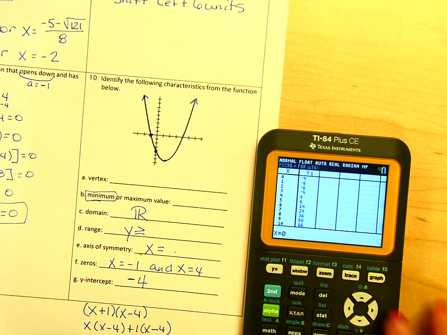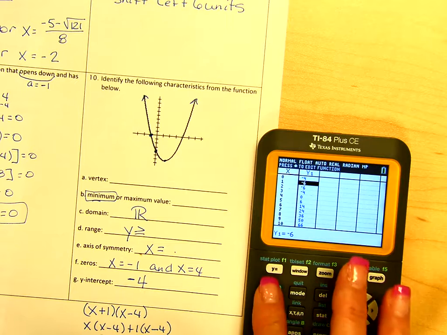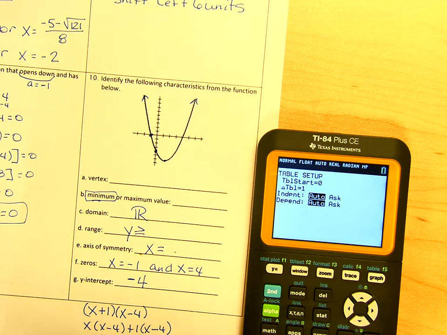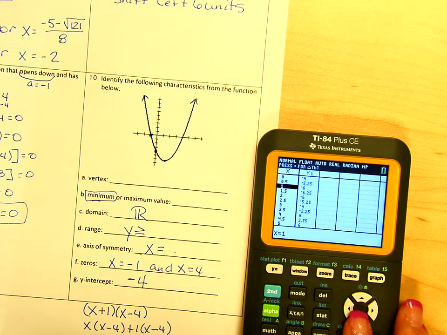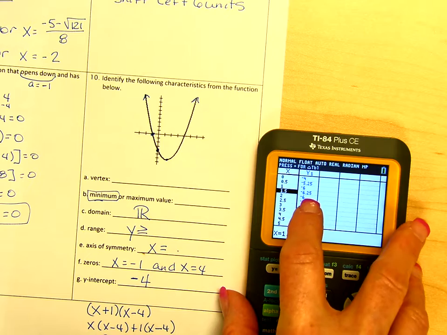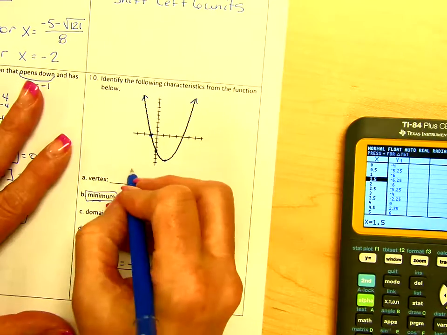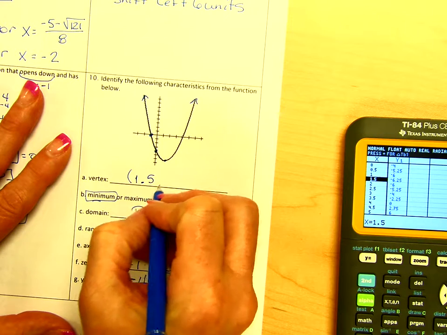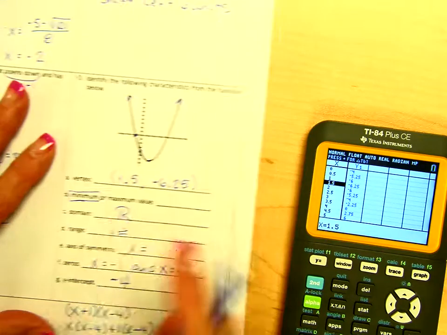So I'm going to look at the table of values, and look what's happening right here between 1 and 2. See how these are exactly the same? What that means is that my vertex is halfway between there. So I'm going to go to table set, and I'm going to say count by halves, and then go back and look. And here at 1.5, I get -6.25 as my vertex. So I'm going to get 1.5 and -6.25.